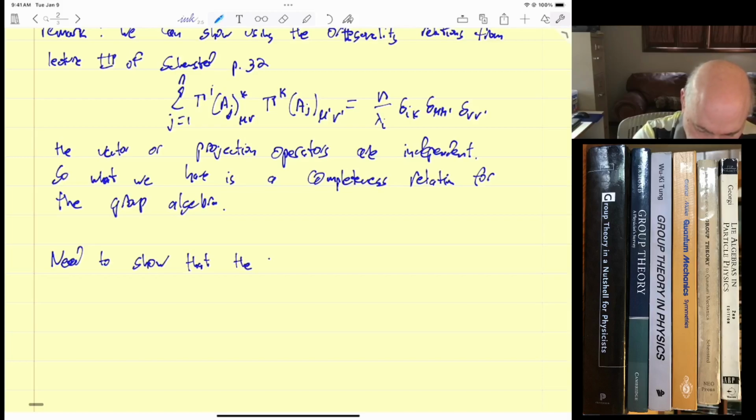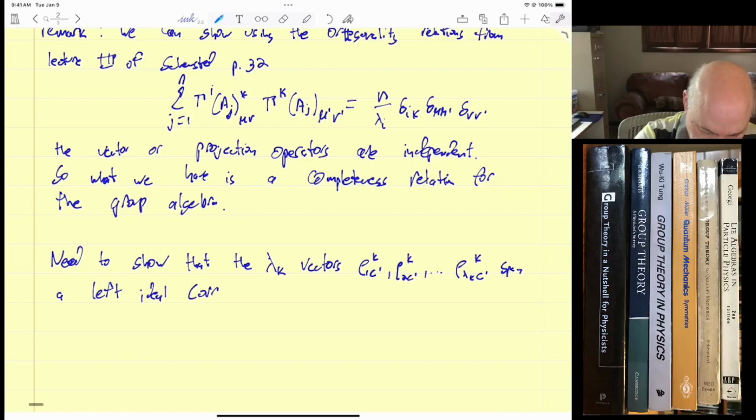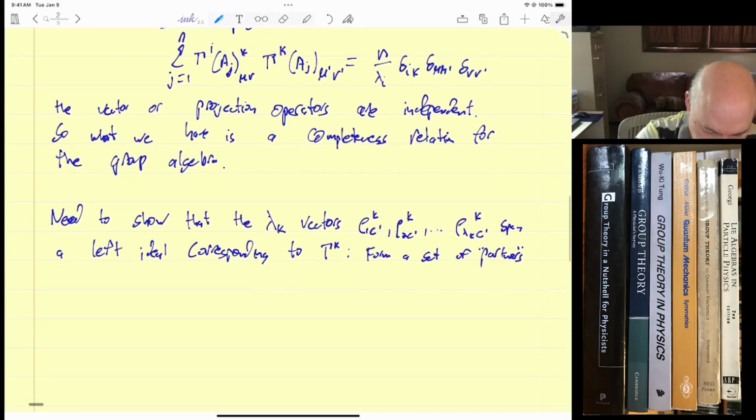that the lambda k vectors Rho 1 C prime K, Rho 2 C prime K, Rho lambda K C prime K, span a left ideal corresponding to gamma K. And previously what we said is, in other words, they form a set of partners in the irreducible rep gamma K. Okay.